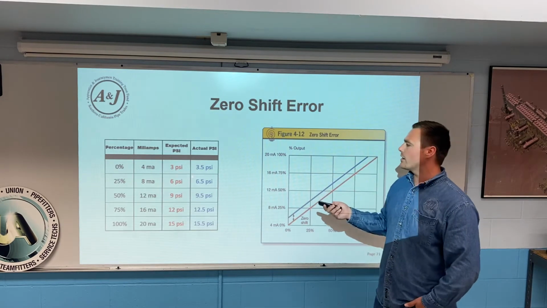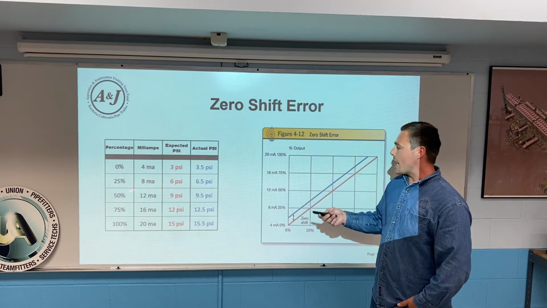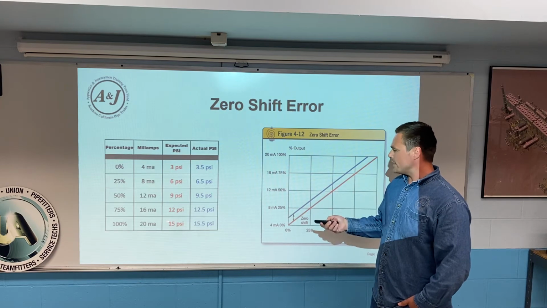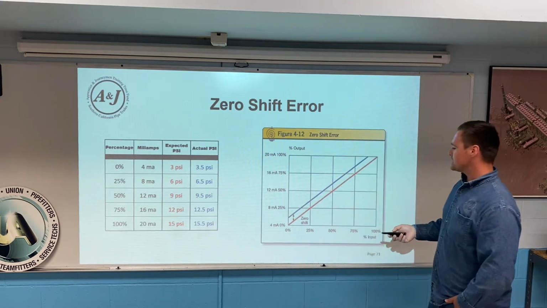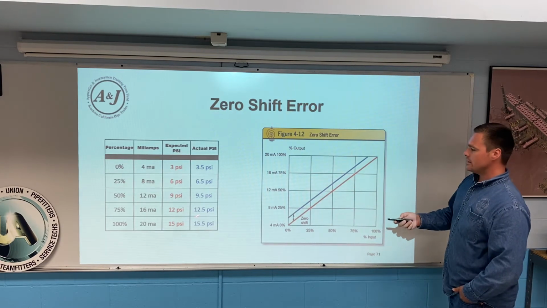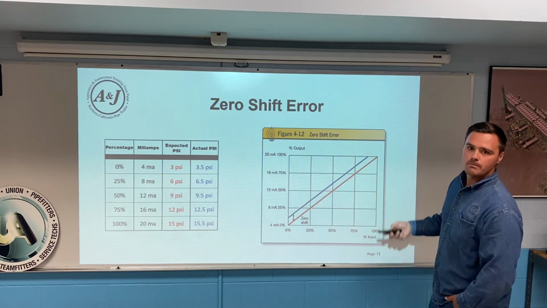And you can see this error consistent throughout our entire range of values. So at 9 psi, we're actually at 9.5 psi. At 15 psi, we're actually at 15.5 psi, and that's represented here in this chart. The red represents our expected, the blue represents our actual when we have a zero shift error.